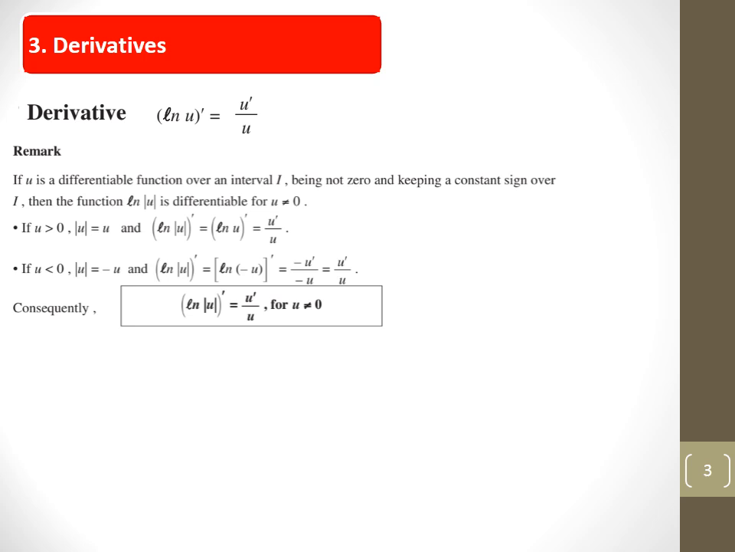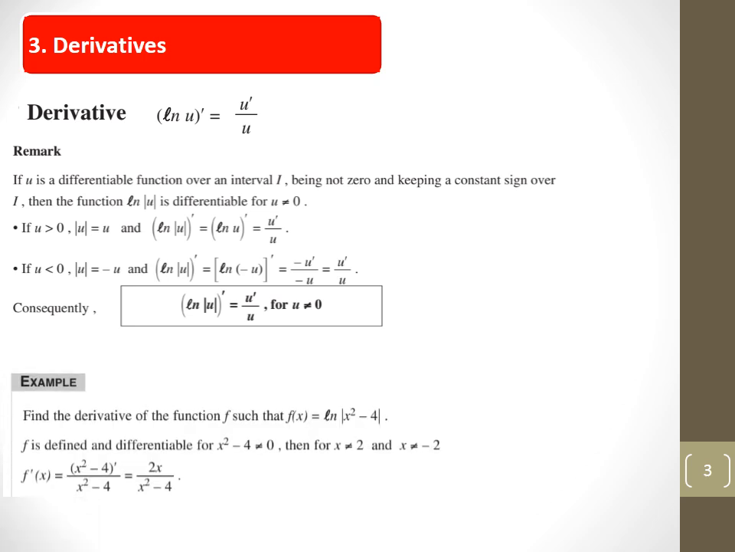The main rule: the derivative of ln u, whatever you have inside the ln, is equal to the derivative of u over u itself. So the derivative of ln, you will no longer have ln inside the derivative. The derivative of ln u equals u prime over u. Let us take an example.